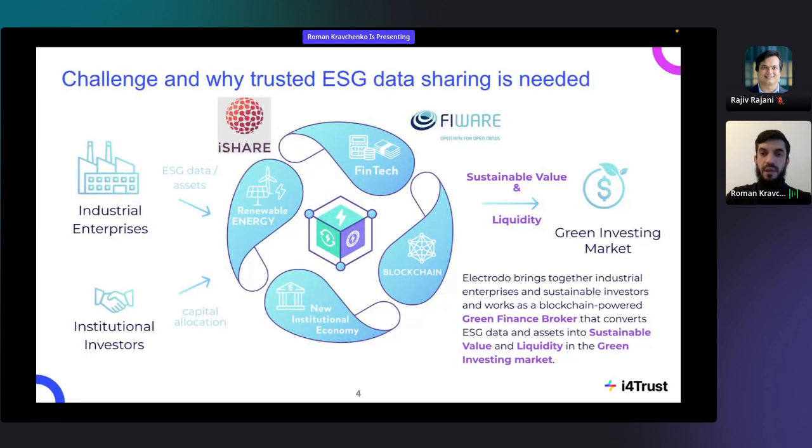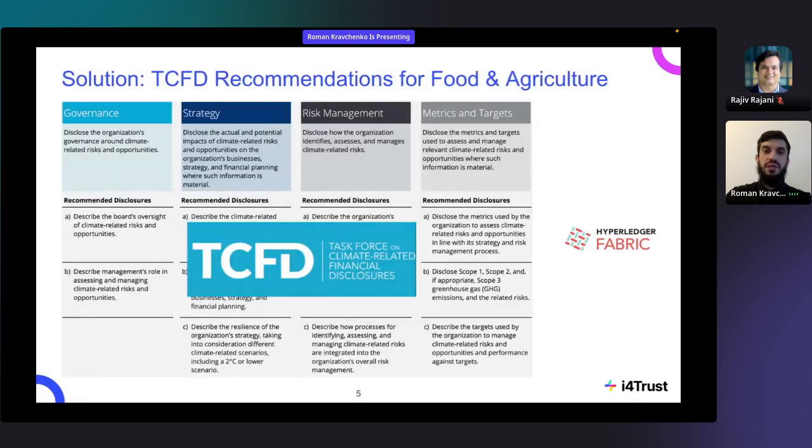So our idea is to build a green finance broker that can convert ESG data and assets from industrial enterprises into new sustainable value. And from another side, we can share this data with financial institutions to assess sustainability and climate-related risk across the investment portfolio. As a result, we aim to improve capital allocation taking into consideration climate-related risks of such industrial enterprises. In the case of our experiment, it's about industrial enterprises in the food industry.